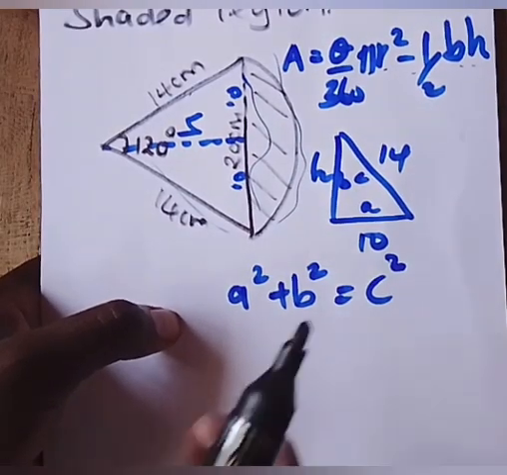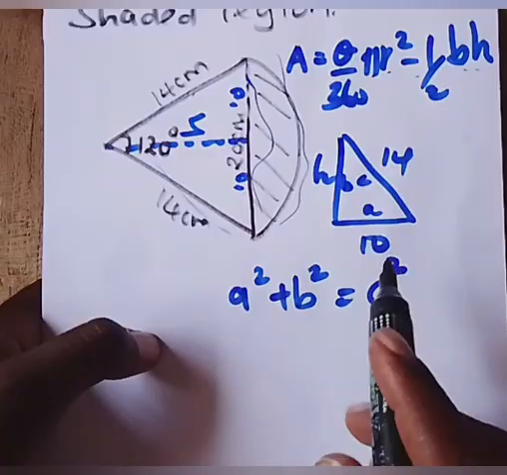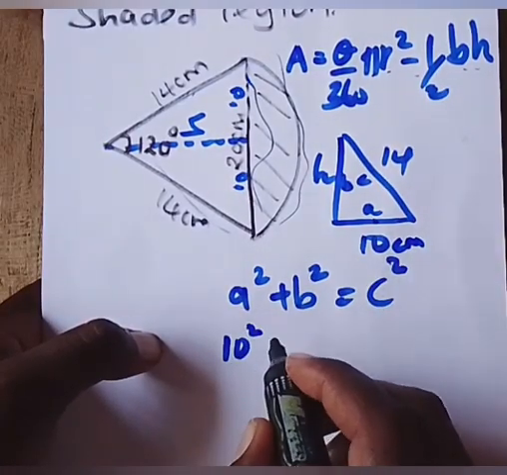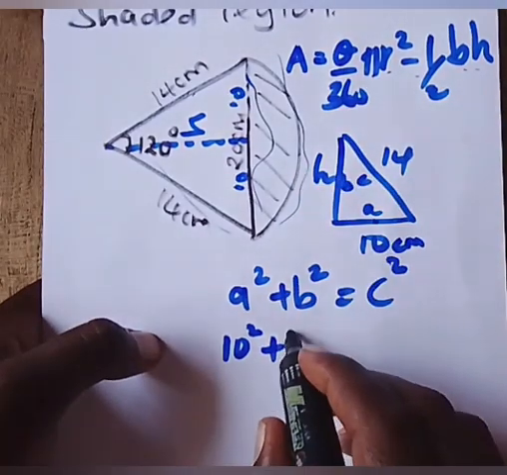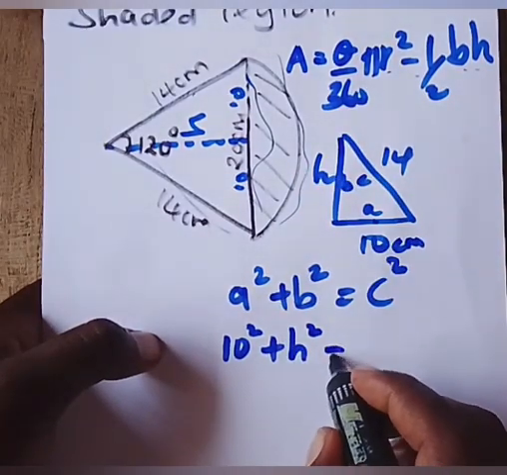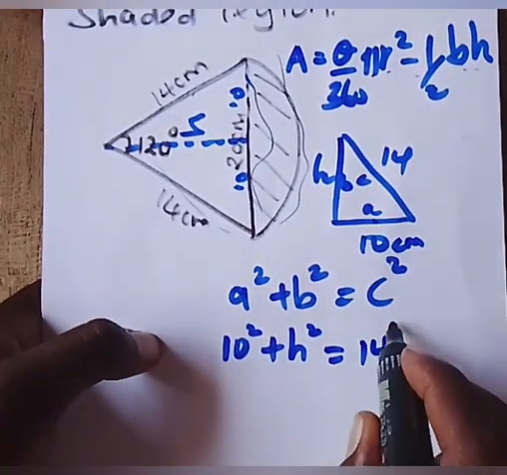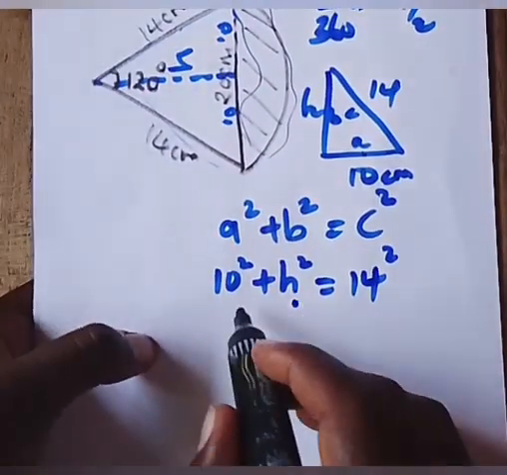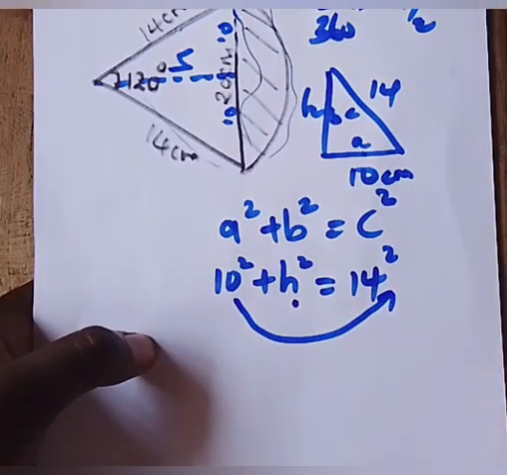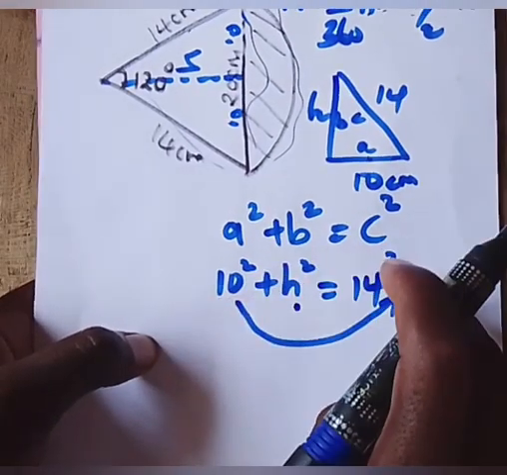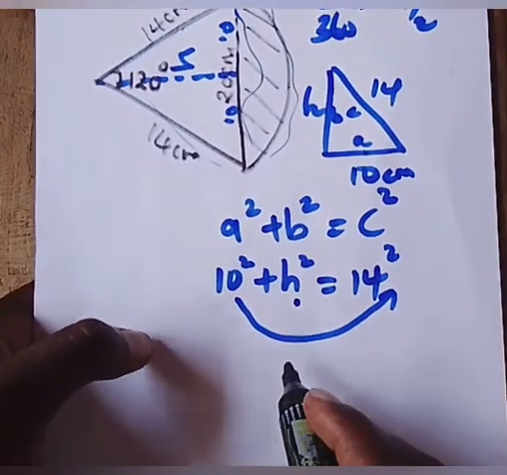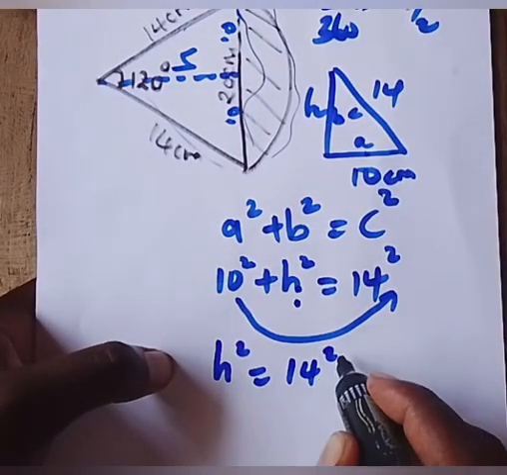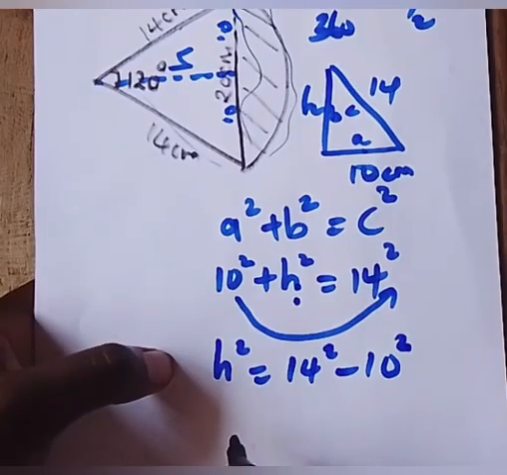Let's replace with what we have in the question. Our A is 10 centimeters, so we'll say 10 square, plus our B is the height that we do not have, is equals to our C, which is 14 square. We only want to remain with the h here, so you take 10 square to the other side. Here it was positive, when it comes here it becomes negative. So we remain with h square, which is 14 square minus 10 square.